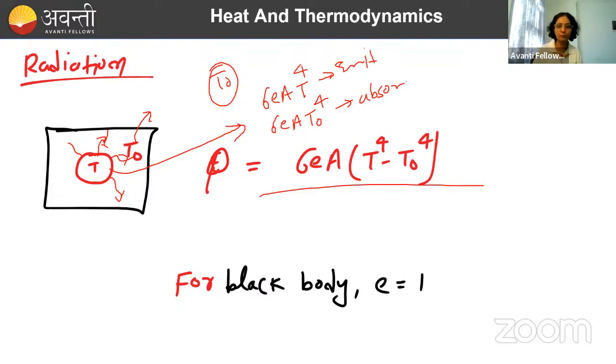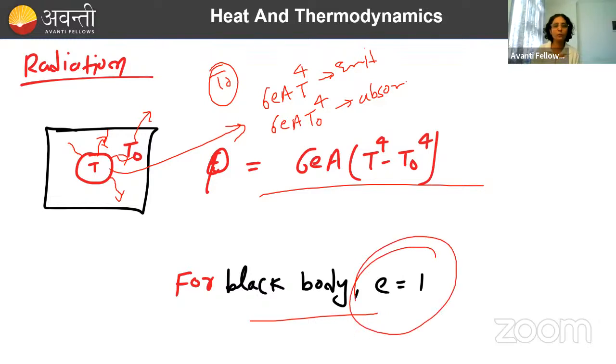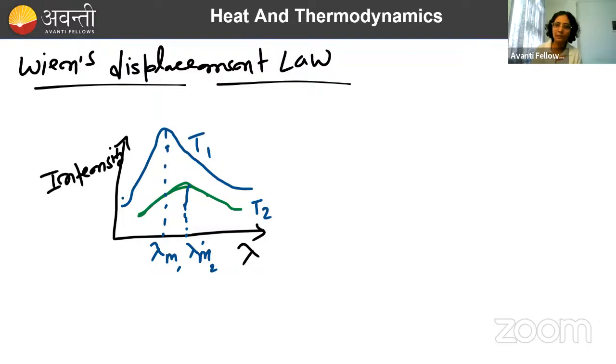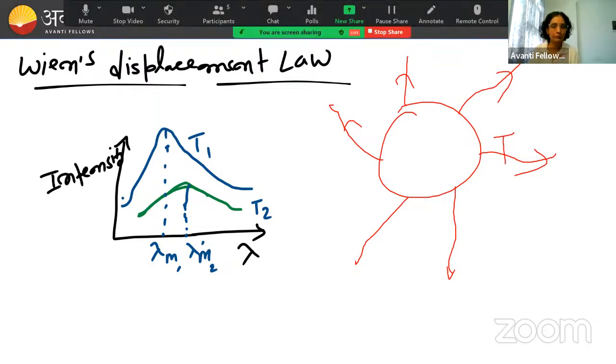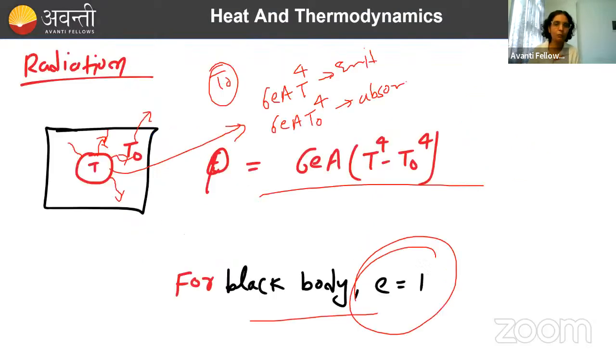For a black body, E is 1. A black body is a perfect absorber. You already know Wien's displacement law talks about how, if there is a body at temperature T, it will radiate energy, and this radiated energy will belong to various wavelengths. E is emissivity. For a black body it is 1, and for any other body it will be given in your question.